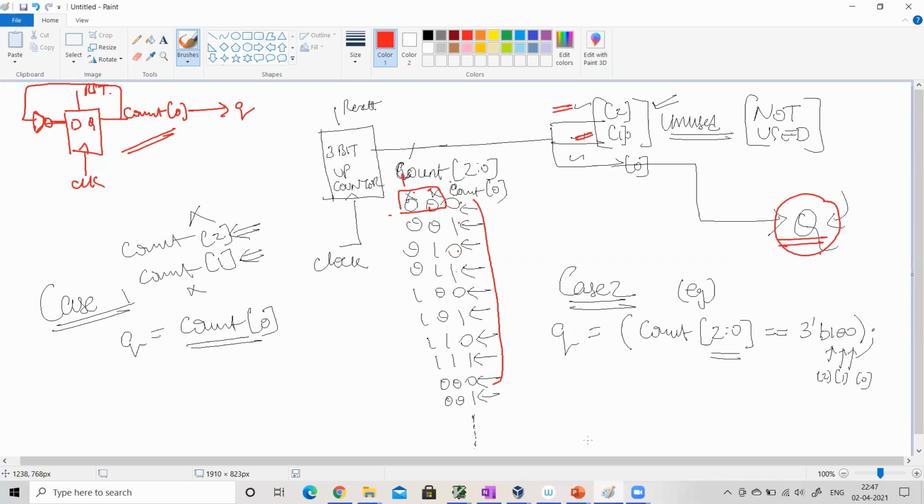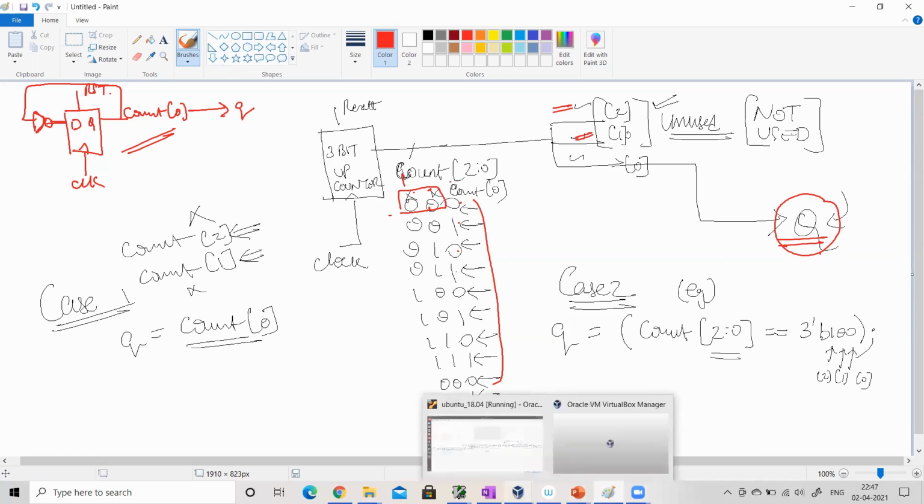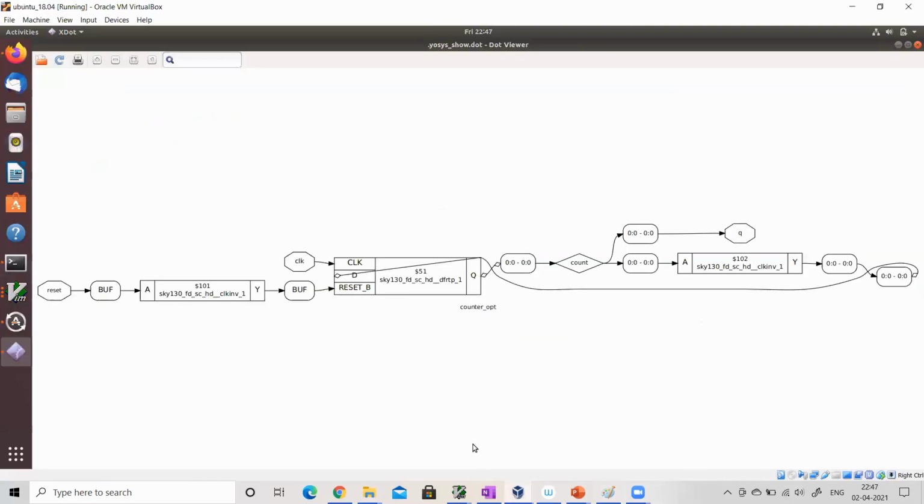Now just quickly, for experiment's sake, let us do some experiment here and see. So this is what we saw, right? Let us keep this in our mind.